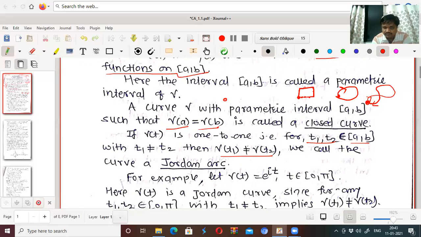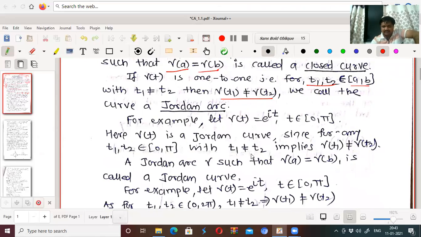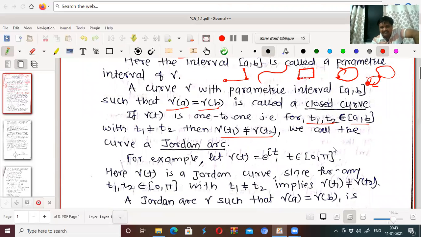That means what? This is called a simple curve, right? Different points have different images. This is not a Jordan curve, because here, though t1 and t2 are different parameters, their images are the same at this point. Therefore, it is not a simple curve. Okay. So it is called a Jordan arc. Why do we call it an arc? Because its initial and terminal points do not coincide. Therefore, it is called an arc.